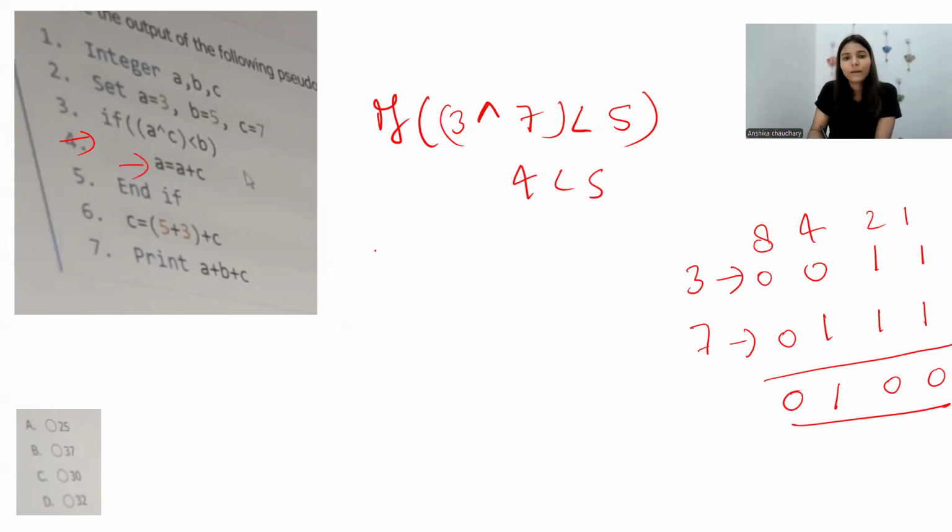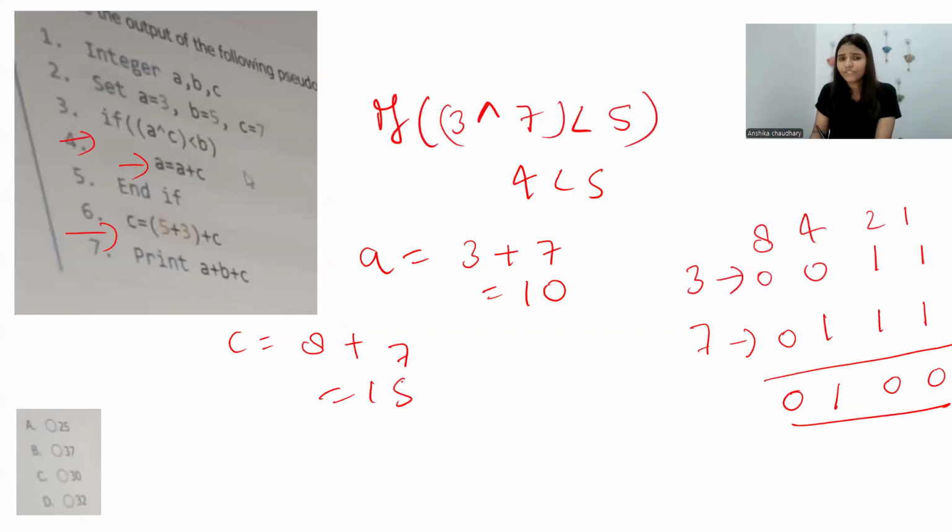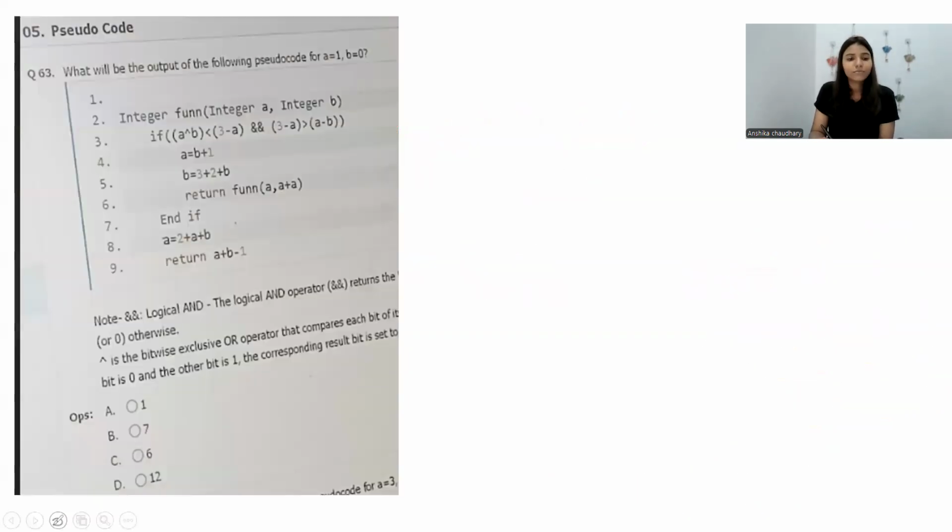We will come here, we will update the value of A to A plus B. So A was 3 plus B was 7, so it will become 10. C value will be updated from here. 5 plus 3 is 8 plus C. C was 7, so it will become 15. Right. Now print A plus B plus C. So A was 10 plus B was 5 and C was 15. So it will become 15 plus 15, which is 30, and 30 will be the correct answer for this particular question. I hope it is clear to you. Let's move on to the next question.